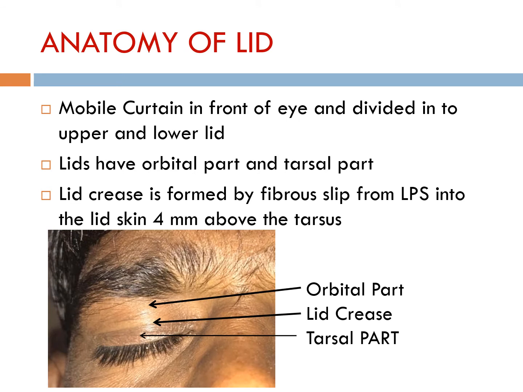Coming to anatomy of the lid, it is a mobile curtain in front of the eye and divided into upper and lower lid. Lids have an orbital part and a tarsal part. Lid crease is formed by fibrous slip from the levator palpebrae superioris into the lid skin 4 mm above the tarsus plate.